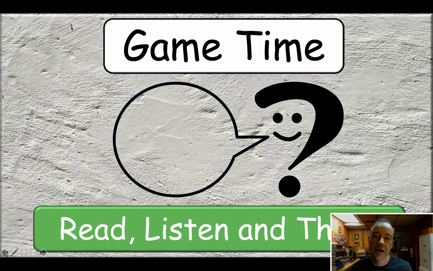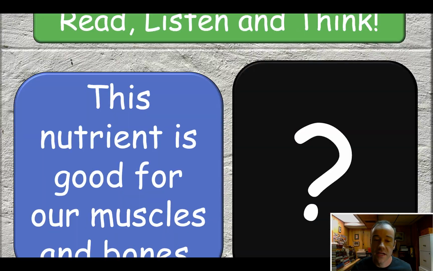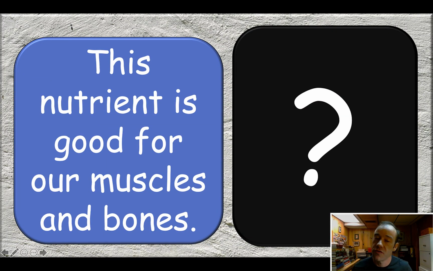Okay, so the next part is a game, and it's a very basic game, but it's something fun. You can bring up one student from each team, have them stand at the front facing the class, and then have one student read what's on the slide here, and the students need to say which nutrient it is. So this nutrient is good for our muscles and bones, and I like to do it like this because everyone sitting down can also think about it. Like the answer is not already there.